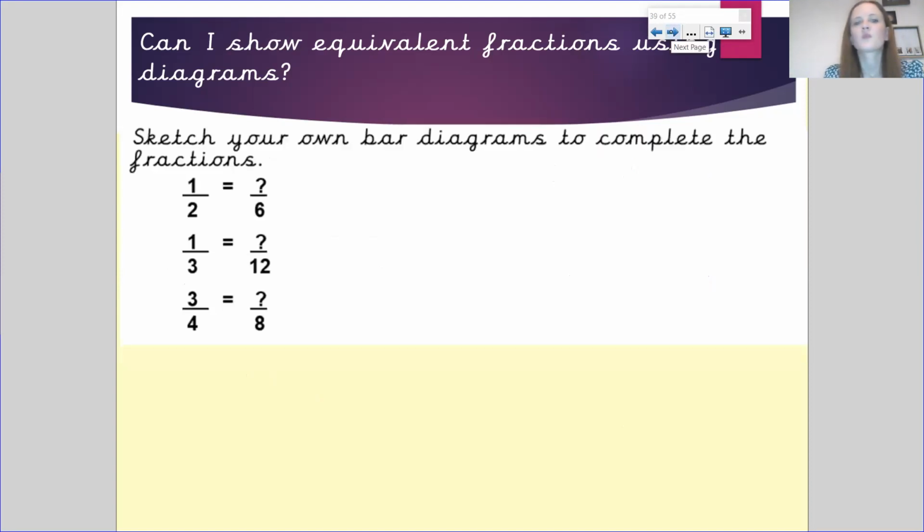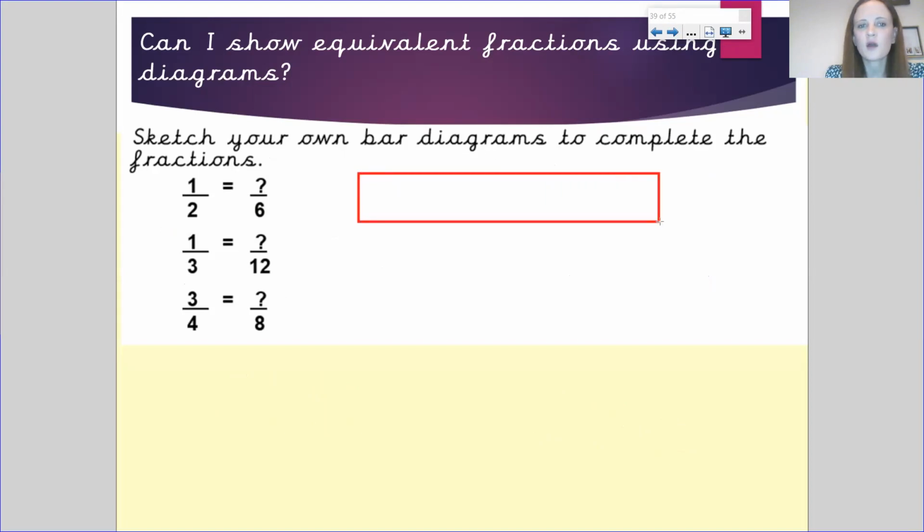So pause the video now and sketch your own diagram to complete these fractions. I will draw this for you. So you will draw a bar, and I'm going to draw 3 so that we can do this together.